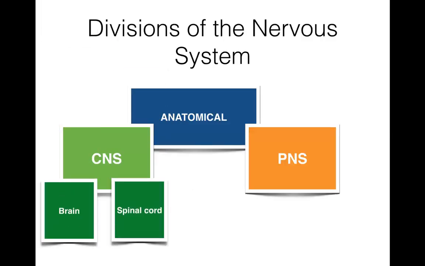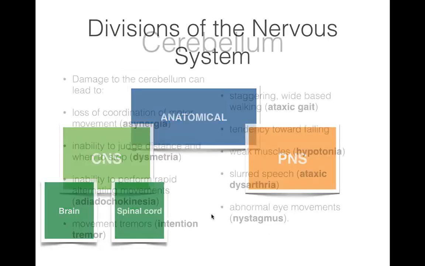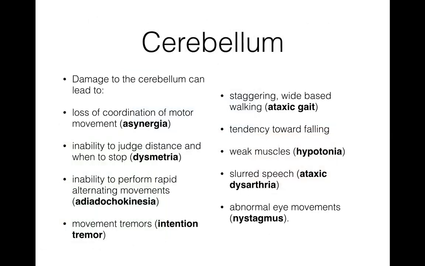Okay, so now that we have discussed the different parts of the brain, going back to the cerebellum. If there is damage to the cerebellum, this can result in loss of coordination of movement, such as asynergia. So this is inability to coordinate motor movement.